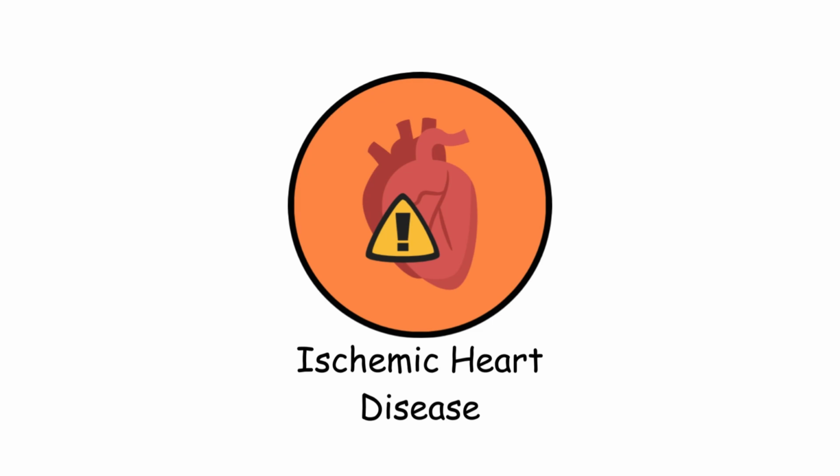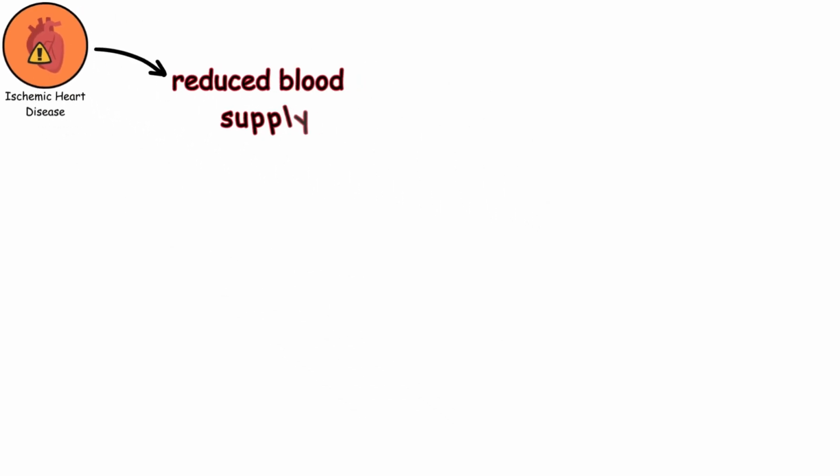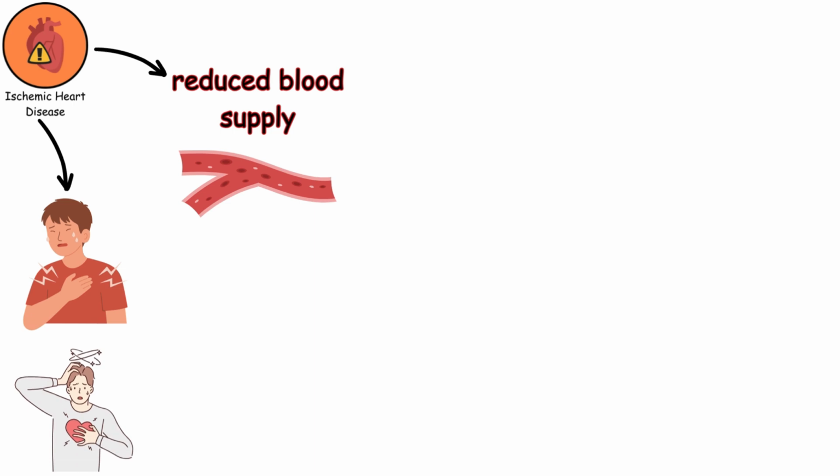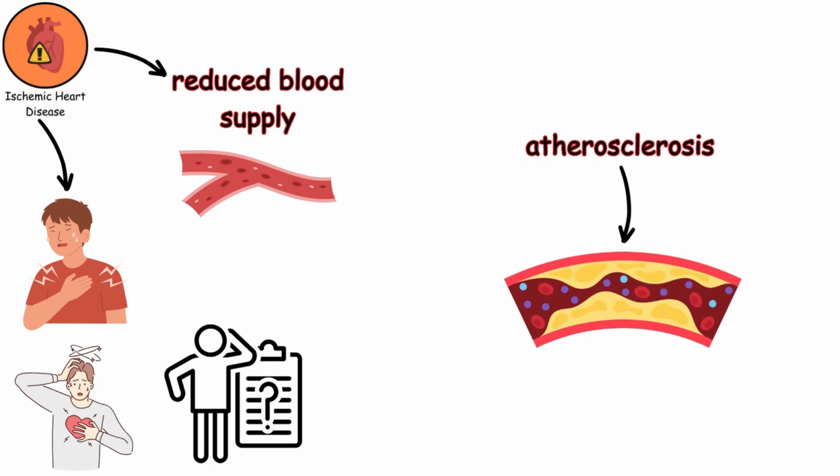Ischemic heart disease. Ischemic heart disease is characterized by reduced blood supply to the heart muscle due to narrowing or blockage of the coronary arteries. This can lead to chest pain, heart attacks, and other complications. It is primarily caused by atherosclerosis, a buildup of fatty deposits on the artery walls.